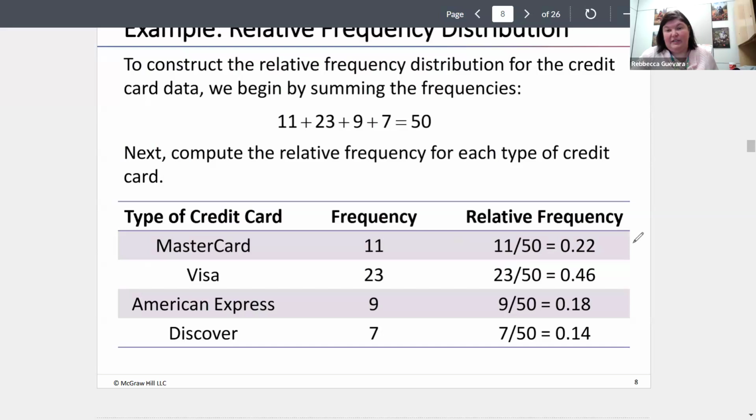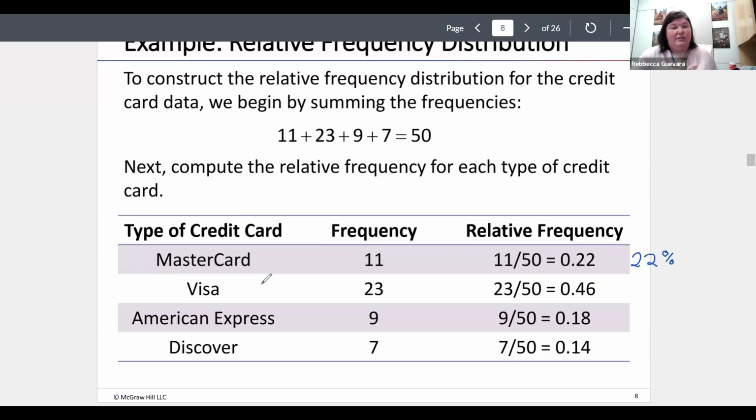So Visa card, that's 23 out of 50, which is 0.46. Well, 46% of the people came in with a Visa card. 9 out of 50, so about 18% came in with an American Express. 7 out of 50 is 0.14, so about 14% of people came in with a Discover.